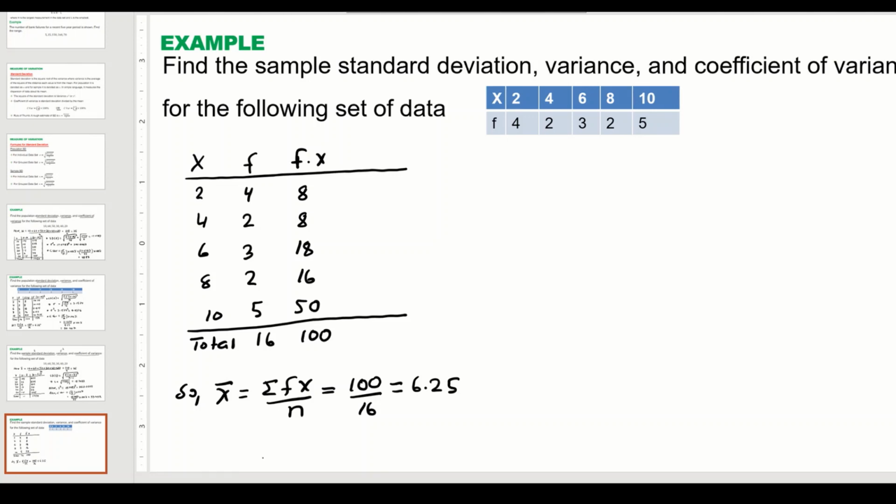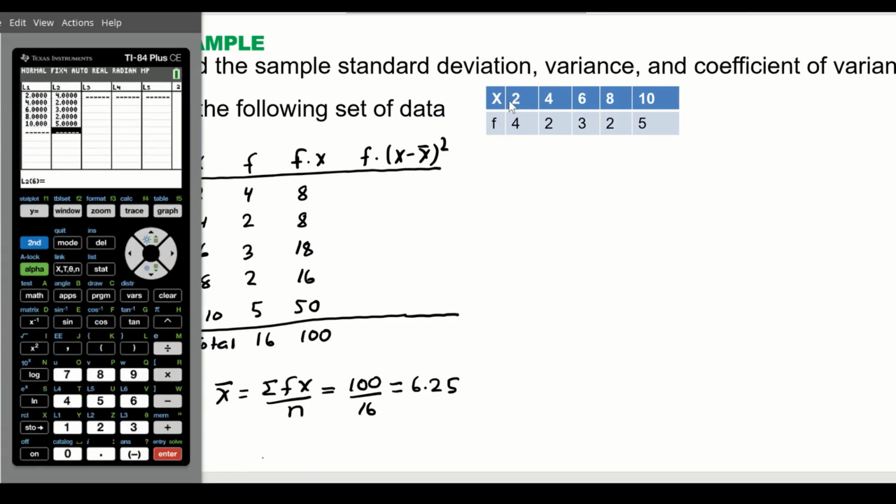Now in order to find the standard deviation, in the next column, I need f times (x minus mean) quantity squared. To find the values in the fourth column, I'm going to use my TI-84 calculator. In list 1, I'm going to enter the x values. In list 2, I'm going to enter the frequency. Okay, the values are entered, x in list 1 and frequency in list 2.